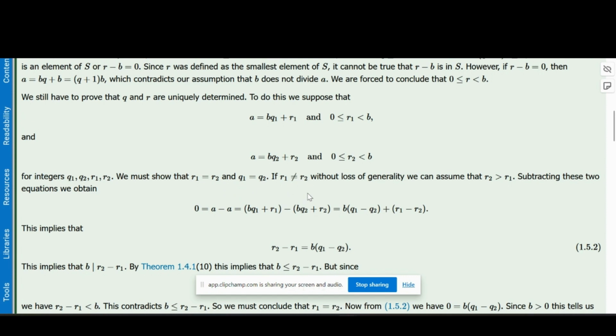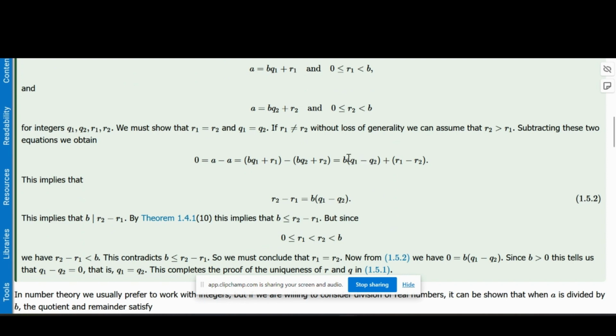If R1 is not equal to R2, without loss of generality, we can assume that R2 is greater than R1. Subtracting these two equations, we obtain A minus A, which is 0, equals (B·Q1 + R1) minus (B·Q2 + R2), which equals B(Q1 minus Q2) plus (R1 minus R2).